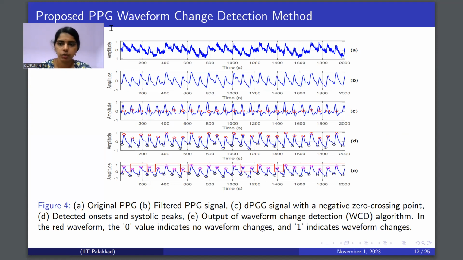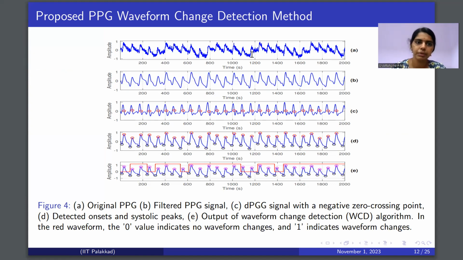So this figure shows the various steps of the proposed PPG waveform change detection method. We have the original PPG signal in figure A, followed by the DFT filtered PPG signal. In figure C, we have the derivative PPG, and the zero crossing, negative zero crossing points are marked in red bubbles. In figure D, we have the systolic peak and the onset that is detected using our algorithm. In figure E, the output waveform is shown where the waveform change is detected.